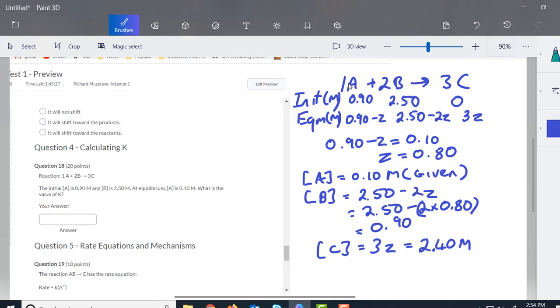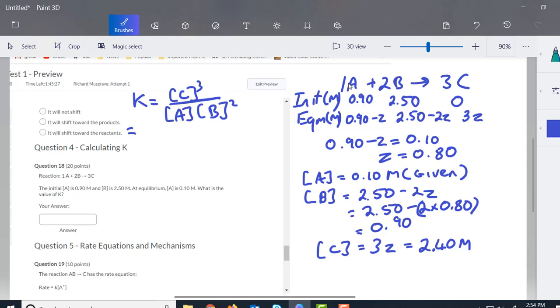So once we've got these values, we can go ahead and calculate K. K is always products over reactants, so it's going to be C to the power of 3 because of the 3 in front of the C. Then we've got A and B squared, and the B is squared because of the 2 in front of the B. So we go ahead and we plug all those values in. These are all equilibrium values here. This is the equilibrium constant, which is only valid when we're talking about equilibrium, and these are all equilibrium concentrations.